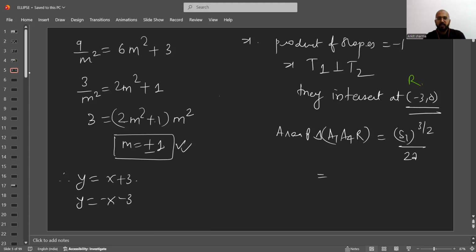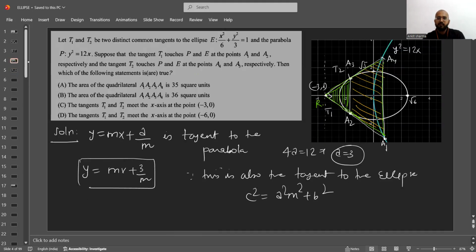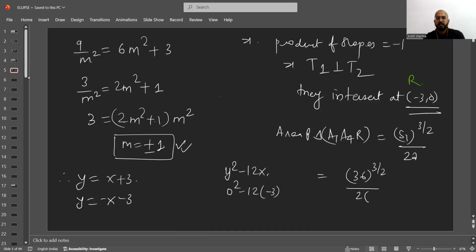So we have here y square minus 12x. So this is minus 3 comma 0. So I get here 0 square minus 12 into x1, which is minus 3. So this gives me 36 to the power 3 over 2 by 2 into A, and A is 3 here. So let's plug in A is equal to 3. So this gives me 6 root 6 by 6. So I get here root 6 basically here.